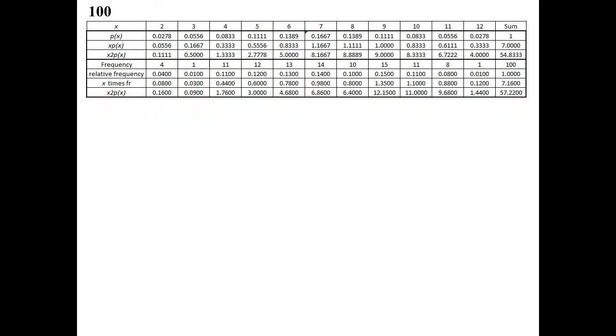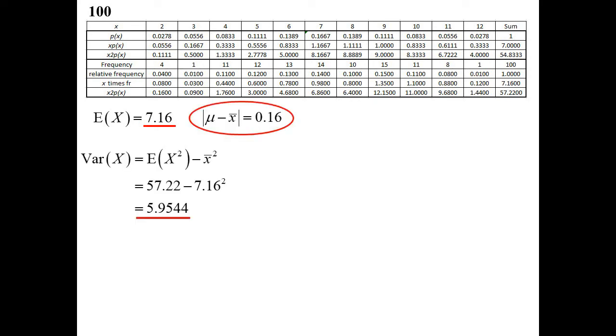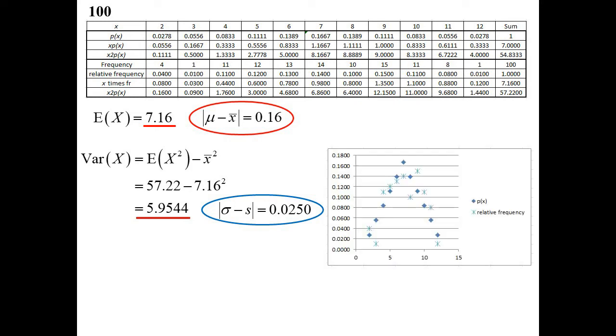Okay, this is what happened when I did it 100 times. So now it came back with an expected value of 7.16, difference of 0.16 on the average there, and variance 5.9544, gave me a difference in the standard deviations of 0.025. There are the graphs of the two. Let's get a little bit closer.